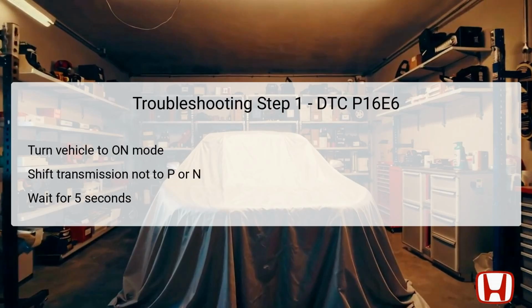The initial troubleshooting step for DTC P16E6 starts with setting the vehicle to the on mode. This step is essential as the vehicle needs to be energized before any diagnostic readings can occur. After the ignition is in the on position, shift the transmission to any gear other than park, P, or neutral. This is crucial because the PCM must detect the change in position to assess signal functionality accurately.